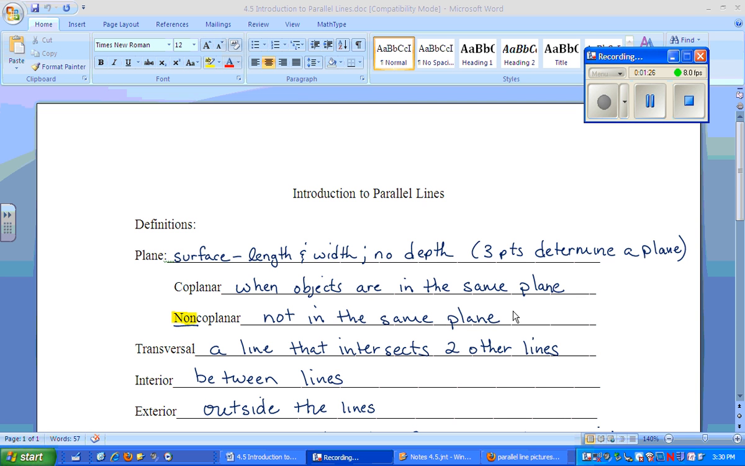Everything we're doing here is going to be in two dimensions until we get to chapter 6. Then we're going to throw that curveball at you, but as of right now, that's it. A transversal is a line that intersects two other lines.